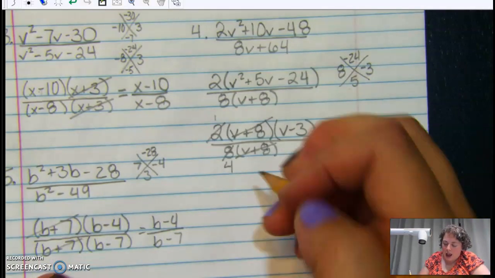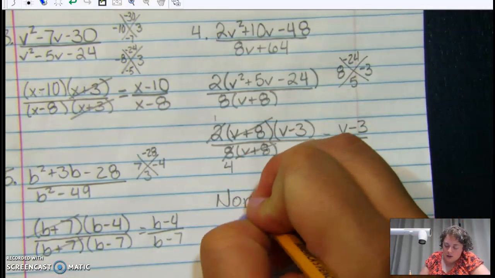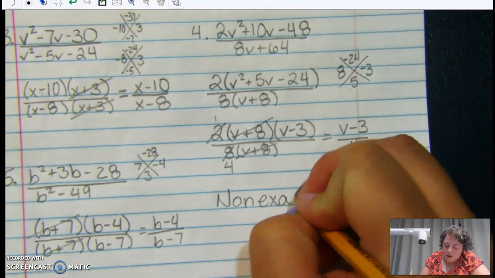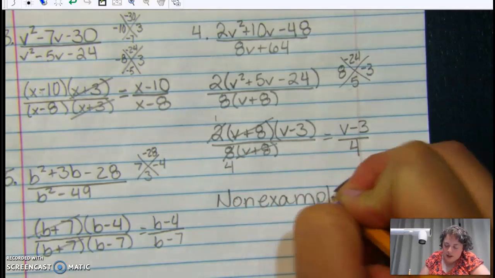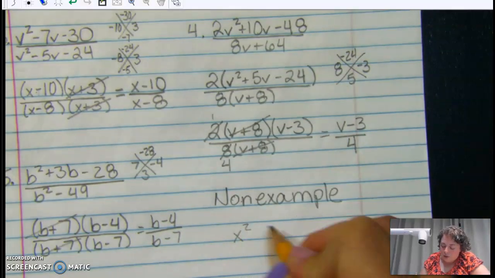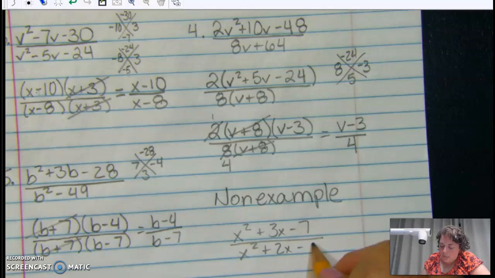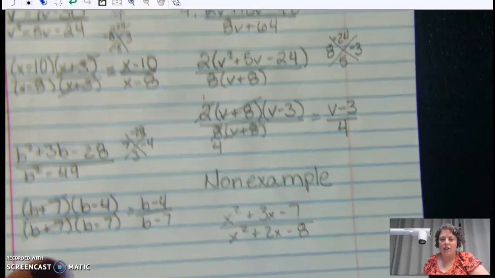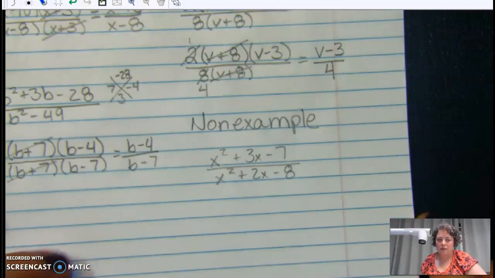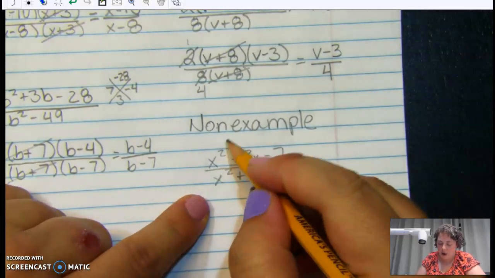All right, so let me show you what kids try to do every single year that drives your math teacher absolutely crazy. Non-example. This is not what you should do. I'm going to cross it out after I do it, okay? Every year, x squared plus 3x minus 7 over... okay, every year, here's what a student does. x squared and x squared match. Let's cross them off.